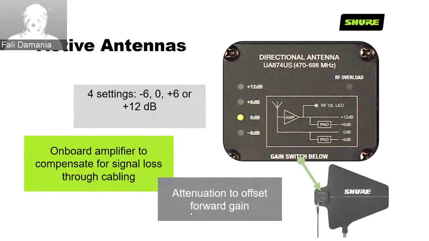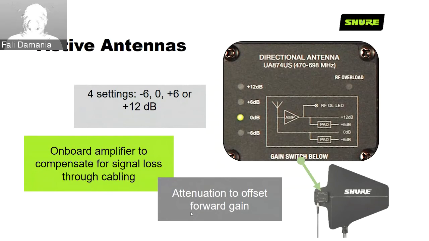There's quite a misconception when it comes to active antennas. Firstly, there's nothing like an active antenna. A passive antenna with an amplifier is an active antenna. And in this instance, we have the UA874US with the active antenna on it.